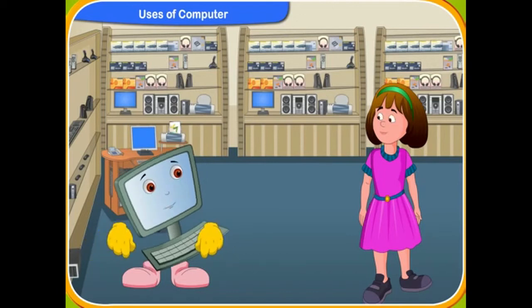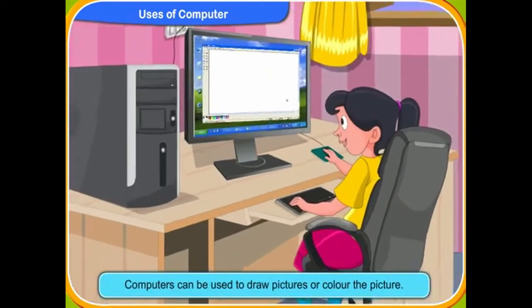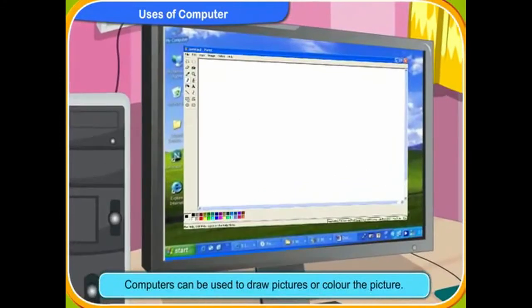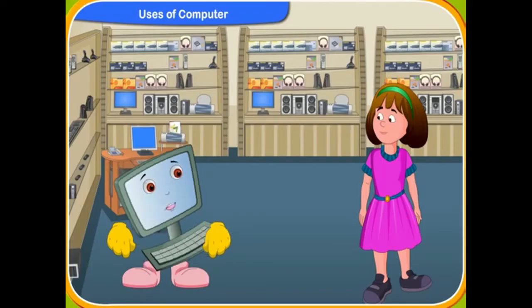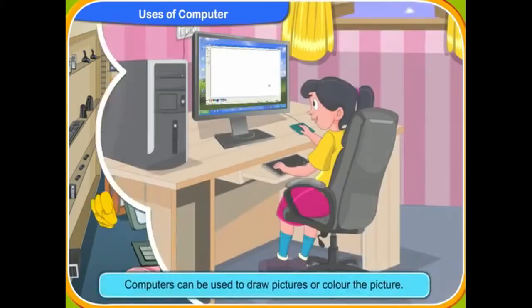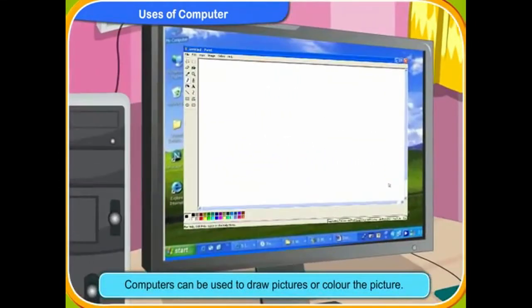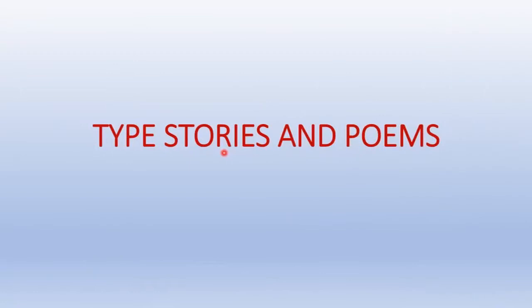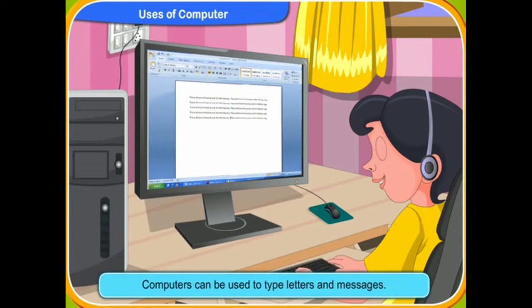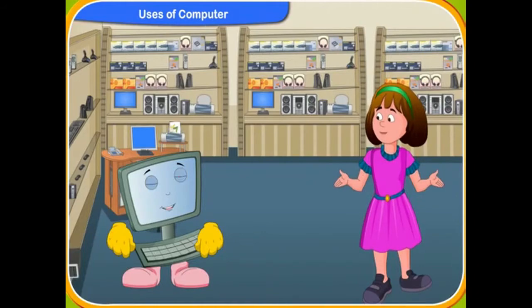Okay, so the next use of our computer is draw pictures. We draw different pictures in computer, isn't it? What is the spelling of draw? D-R-A-W. Our computer will help us to draw pictures. Then, type. To type stories and poems. Stories, poems, whatever you need, you can type in our computer.